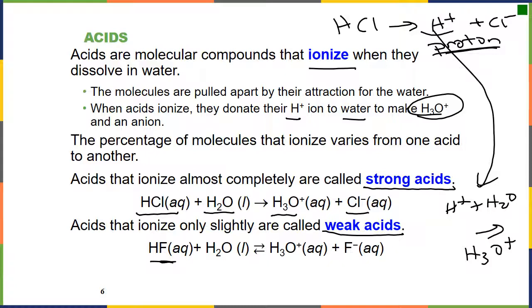HF is a weak acid, and if we put it in water, instead of having one arrow, which means, by the way, 100%, we have two arrows, which means it goes in both directions, so it's not 100%. It will still make hydronium and fluoride, but most of the HF does not, in fact, react. Most of it stays as HF, aqueous.